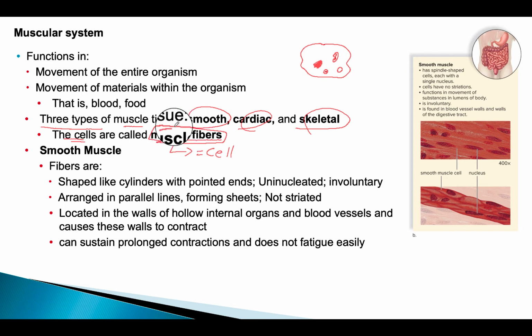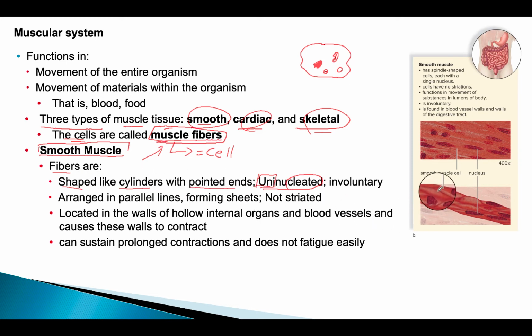Now let's take a closer look at these three different types of muscles. The first one is smooth muscle. So what is a smooth muscle? Specifically, the smooth muscle will have fibers shaped like cylinders with pointed ends. They are uninucleated, so only one nucleus. I'm emphasizing this because another muscle that we're going to talk about later on is multinucleated, or has multiple nuclei in it. So spindle shape, shaped like cylinders with pointed ends.